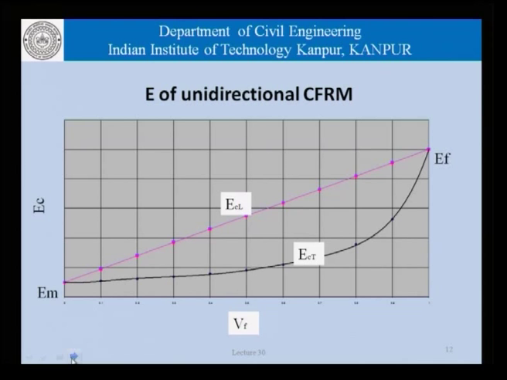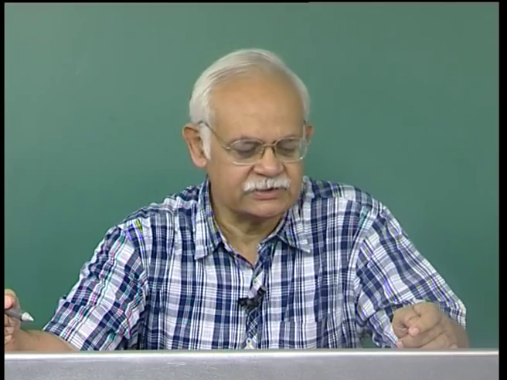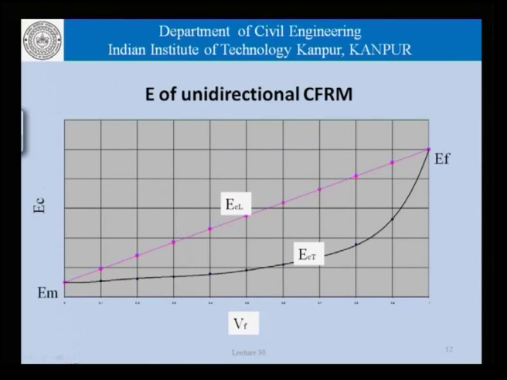Now, if we translate our understanding of the stress strain behavior of the composite to a graph which shows us the variation of the E of the composite versus the volume fraction of the fibers, as this varies from 0 to 1, as far as the composite is concerned in the longitudinal direction, the variation is linear, as we have seen, whereas in the transverse direction it is not linear and it follows this graph.